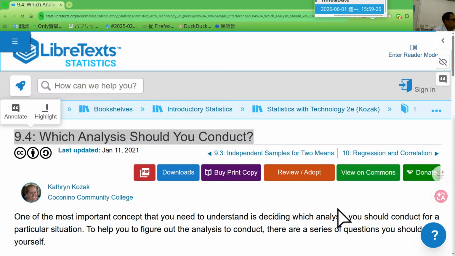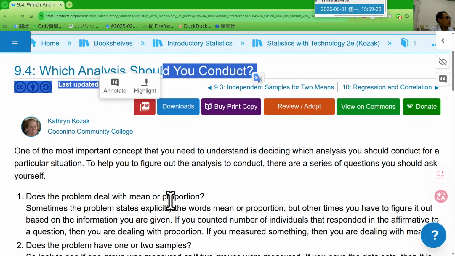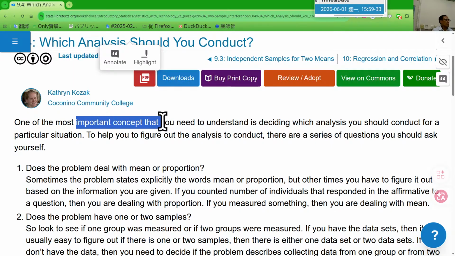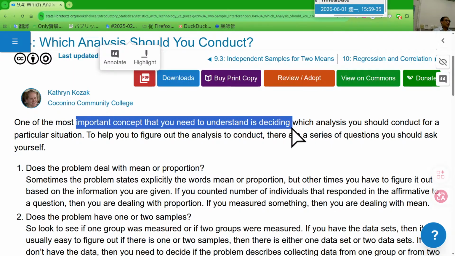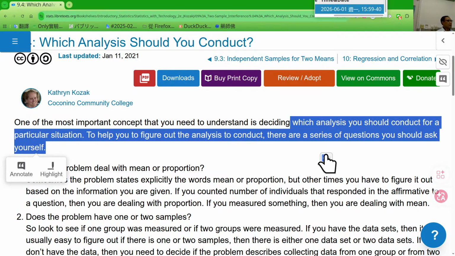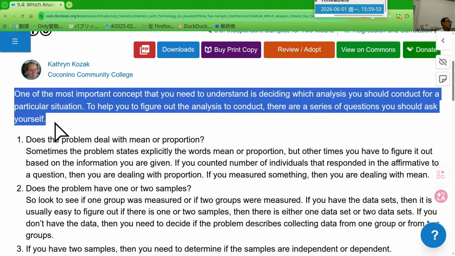Okay, chapter 9.4. Which analysis should you conduct? Okay. This chapter is very short. One of the most important concepts that you need to understand is deciding which analysis you should conduct for a particular situation. To help you find out the analysis to conduct, there are a series of questions you should ask yourself. Before I move on, let me share my experiences here.